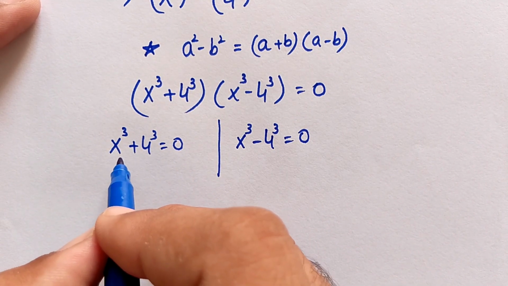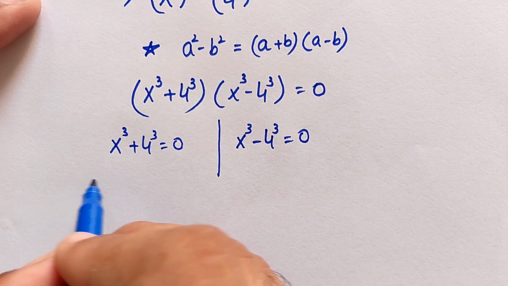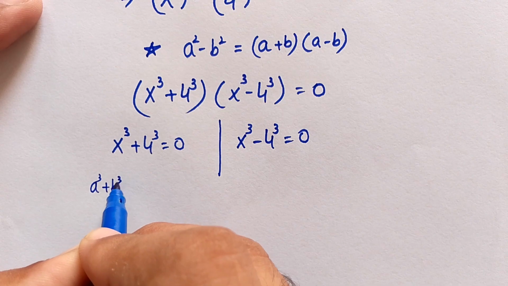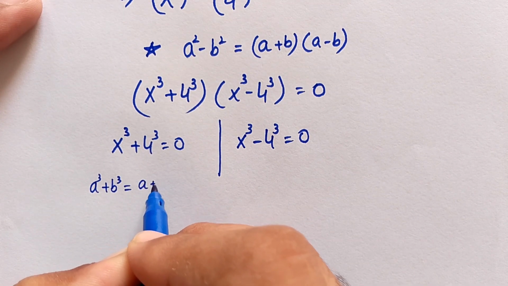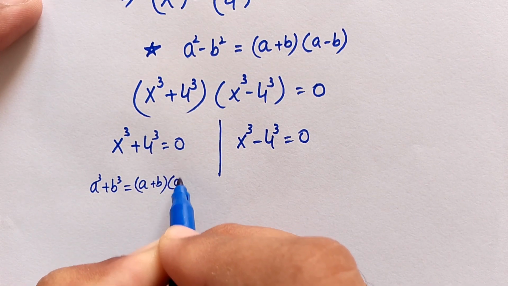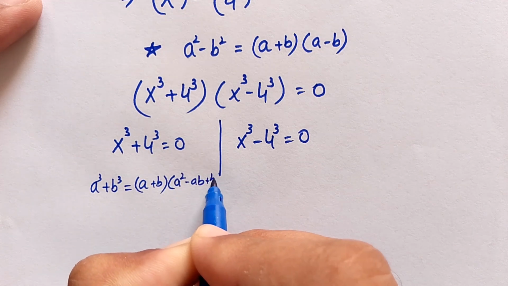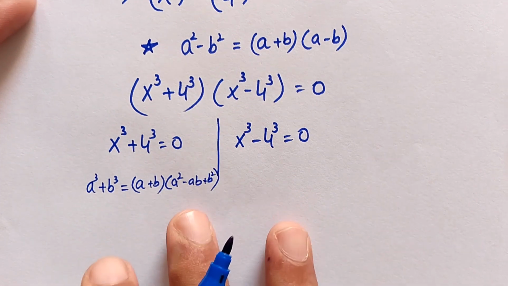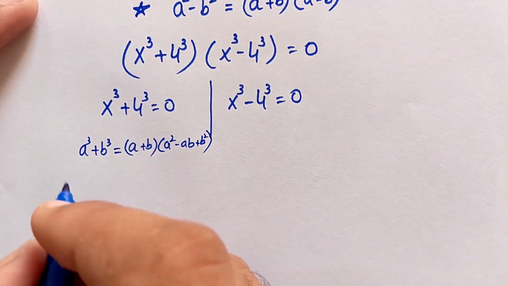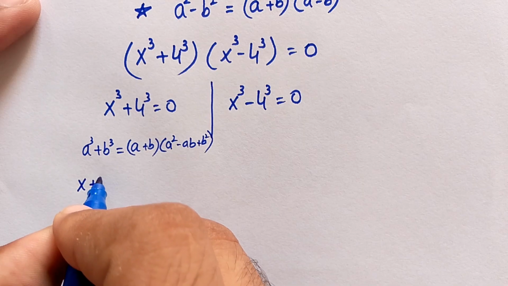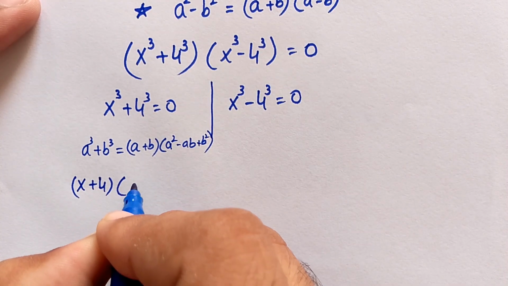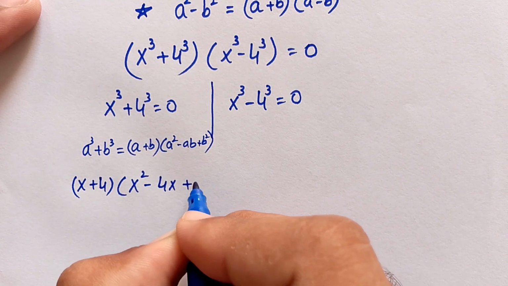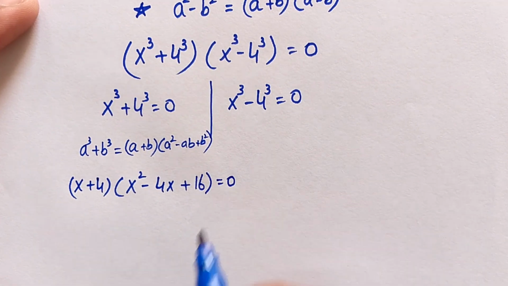For this we have to use this cubic identity, which is a to the power of 3 plus b to the power of 3, which is equal to a plus b times a square minus ab plus b square. So to apply this identity, this will become x plus 4 times x square minus 4x plus 4 square, which is 16, and this is equal to 0.